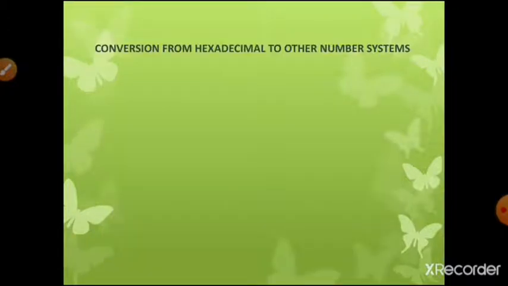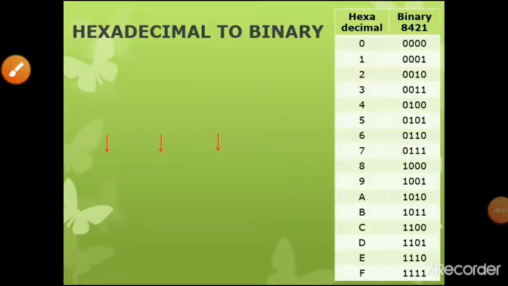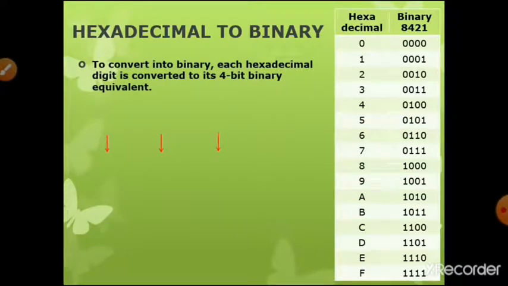Similarly, the next one is conversion from hexadecimal to other number systems. In hexadecimal to other number systems, we are going to discuss hexadecimal to binary, hexadecimal to octal and hexadecimal to decimal. How to convert hexadecimal to binary? Each hexadecimal digit should be converted to its 4-bit binary equivalent.